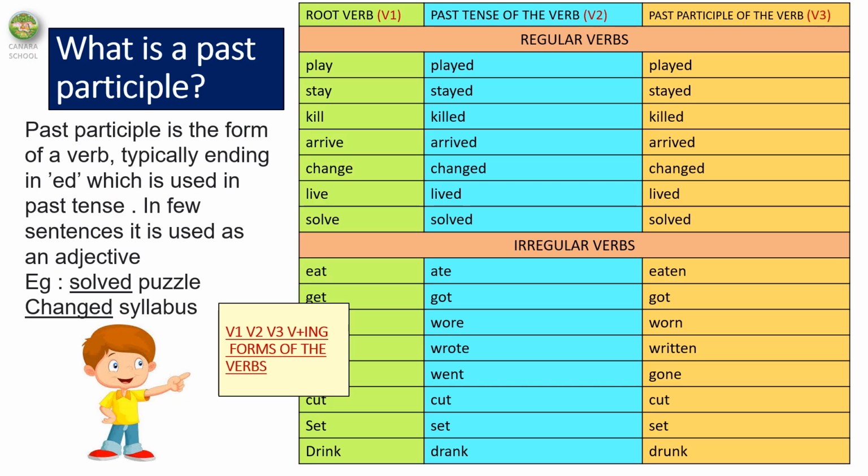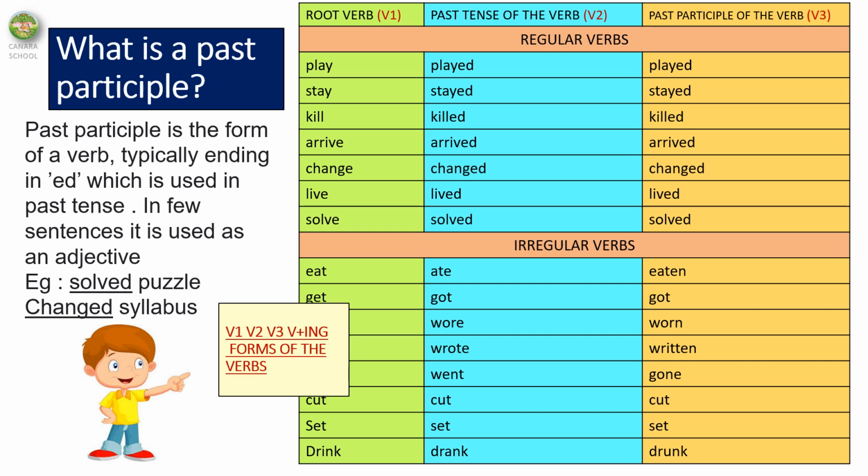Verb is an action word. There are regular verbs and irregular verbs. All the regular verbs form their past tense and past participle by adding ed to the root verb. But the irregular verbs form their past tense and past participle differently. You have also learned the V1, V2, V3 form of verbs, isn't it? Root verb is called the V1 form and its past tense is called V2 form, its past participle is called V3 form, and when you add ing to the root verb, it is called V plus ing form of the verb. Let us see some examples.